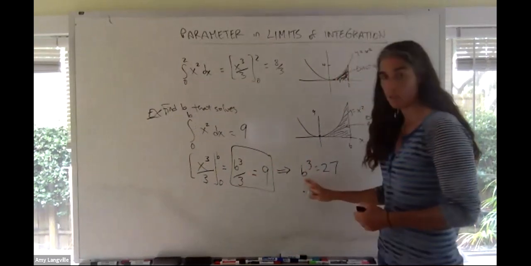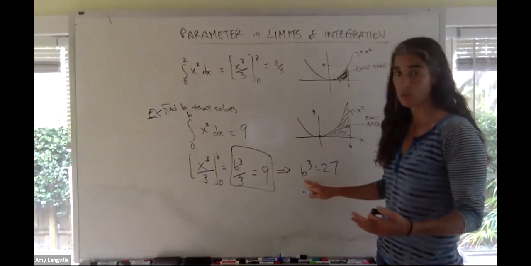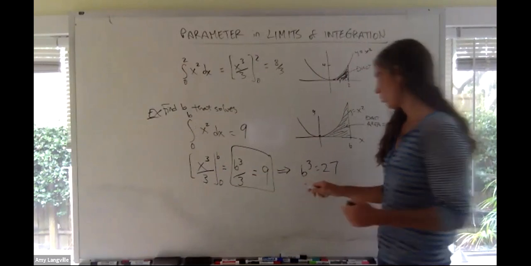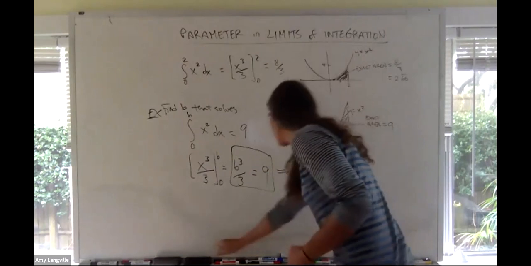Right now, I want to isolate b, but b is stuck inside a cube. How do you undo a cube? You apply the inverse operation, which is the cube root. Whatever you do to one side, you have to do the other. So I'm going to take the cube root of both sides of this equation.